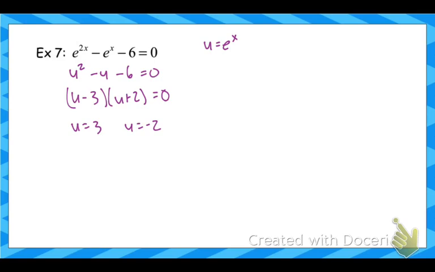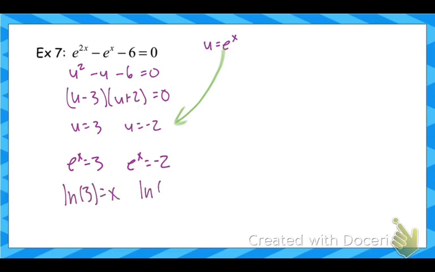But again, we don't really care what u stands for in this problem. We still need to know what x is. So at this point, I need to go and plug this back in. So I get e to the x is equal to 3, and e to the x is equal to negative 2. So at this point, to solve this exponential equation, I can rewrite this as a log. Now, I'm not going to write log base e of 3. That is what we're doing, but again, we don't write log base e. This would be ln of 3 is equal to x, and ln of negative 2 is equal to x.